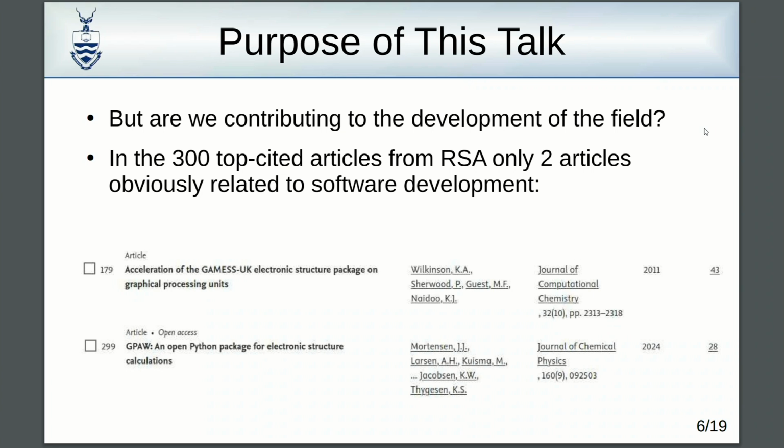So then I just looked at the top 300 rated cited papers on Scopus, and I found 2 with explicit mentioning of software development. Of course, many more might do software development hidden somewhere, but just based on the title, it was only obvious for 2, and that's a bit discouraging.